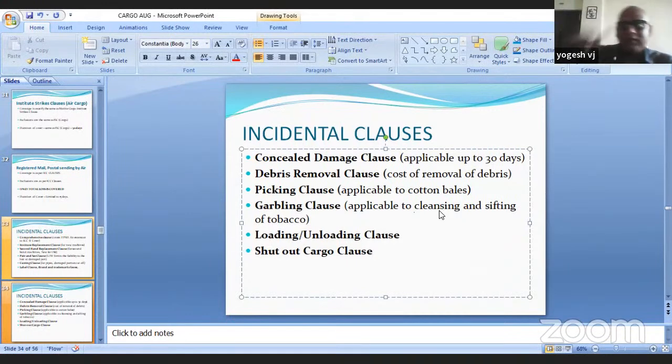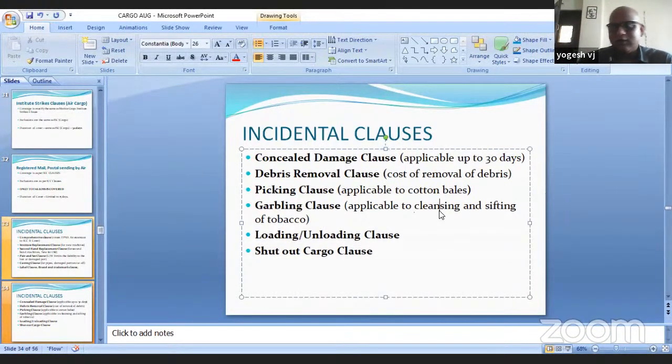Picking clause. Just as the garbling clause was for tobacco, the picking clause applies to cotton bales. If the cotton bales get wet, what happens is we take the sound part of the cotton, we rebale it, and we sell it at the destination. If the unsound part is... Garbling is related to tobacco, as I told earlier.